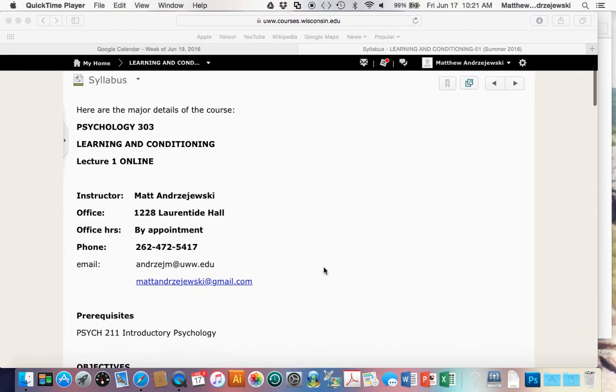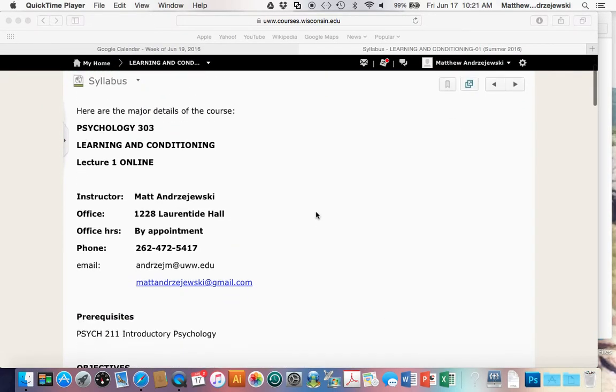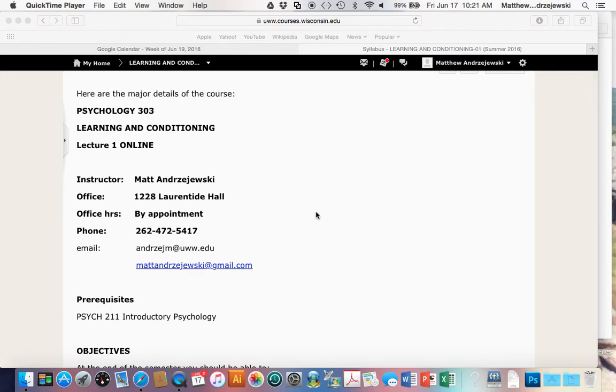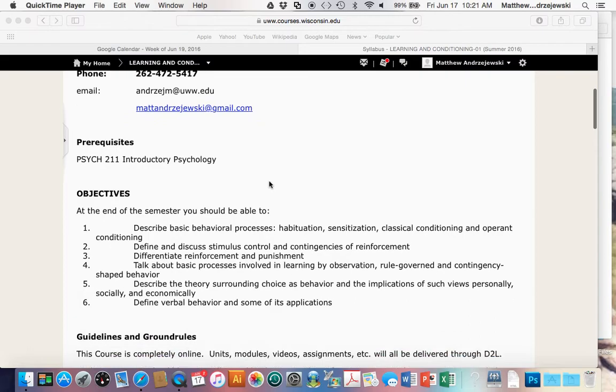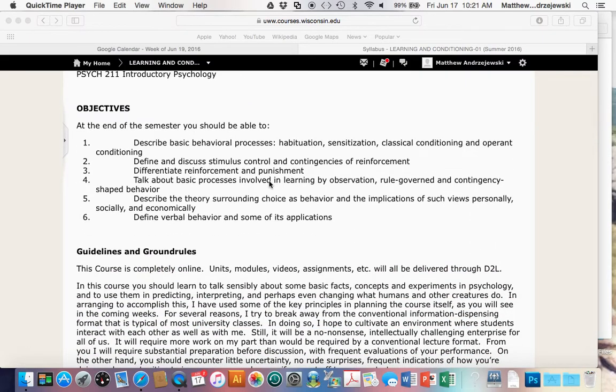Here are some of the features of the syllabus. Here's my name, my office hours, my phone and email. It's best to reach me by email. This phone number I don't check, but I do get messages on it, so you can certainly use that number. Prerequisites, objectives for the course. You guys can look through all of this at your leisure.